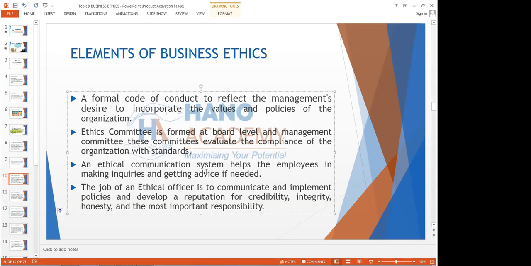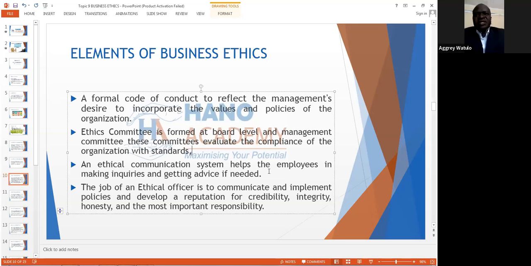Then an ethical communication system helps the employees in making inquiries and getting advice if needed. So there should be an ethical communication system to help the employees in making inquiries and getting advice if the advice is needed.